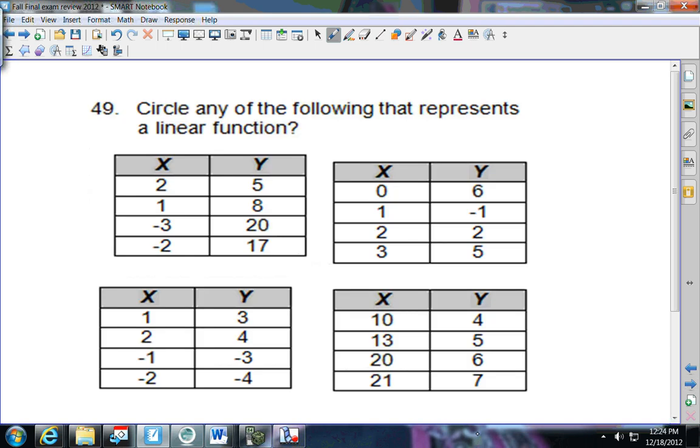Circle any of the following that represents a linear function. How do you know when something's a function?